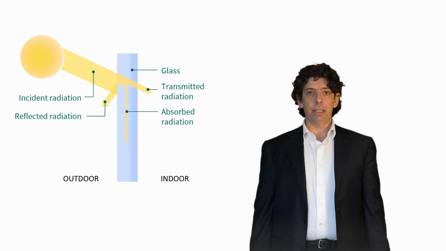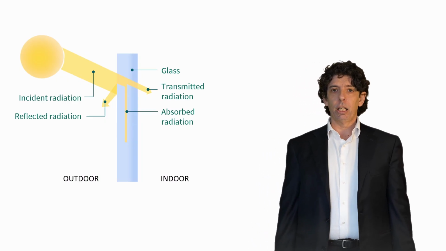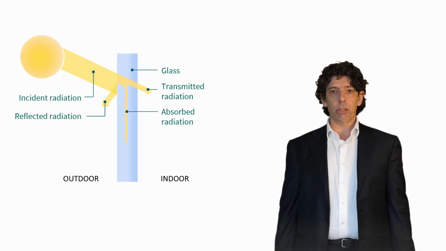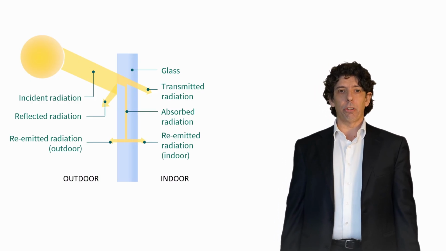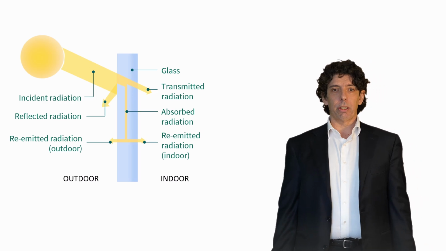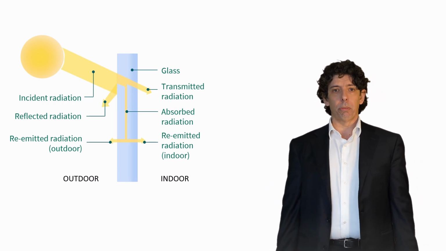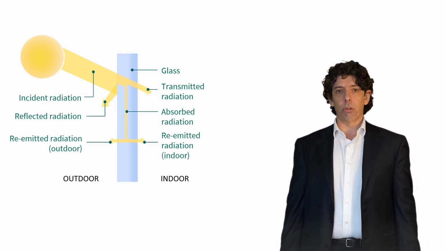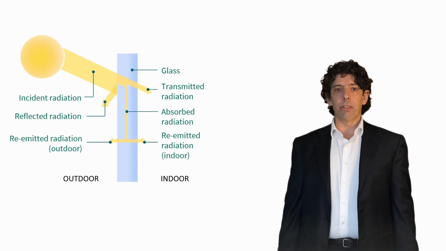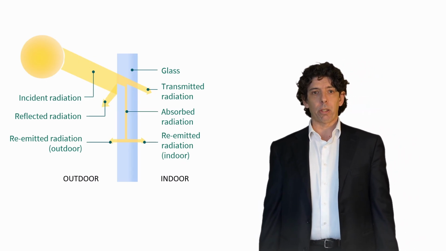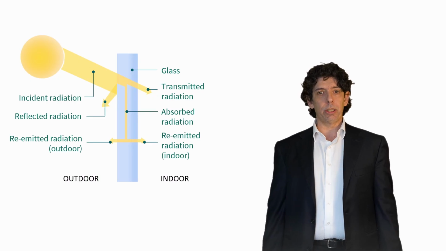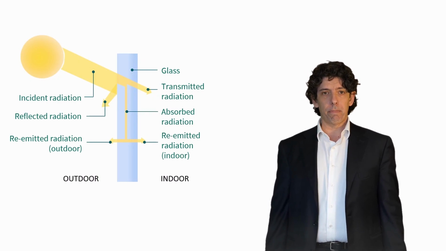Then the absorbed part increases the temperature of the glass, which re-emits in forms of long-wave radiation the energy in both indoor and outdoor environments. The ratios of these three components, transmitted, reflected, and absorbed, to the total incident solar radiation define the transmittance, reflectance, and absorptance factors of the glass, which are usually reported with reference to the incident wavelength.